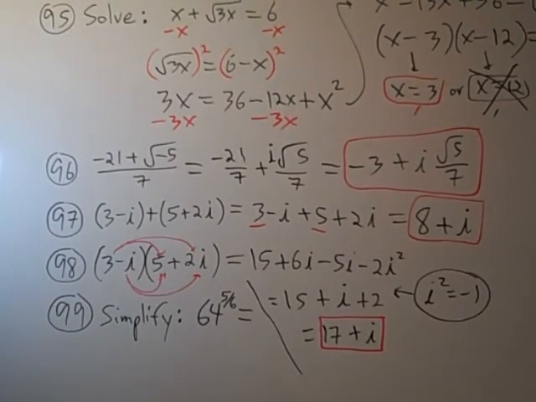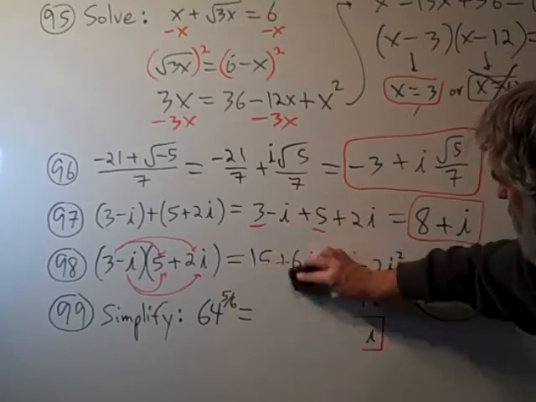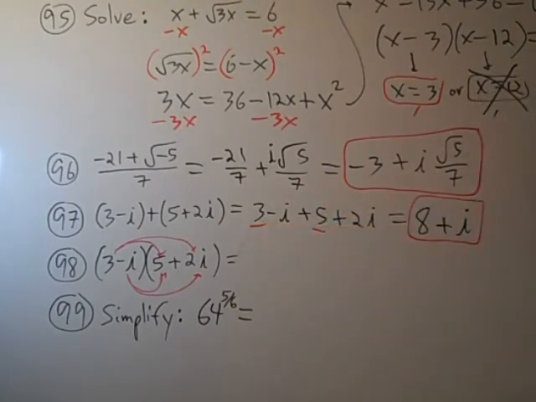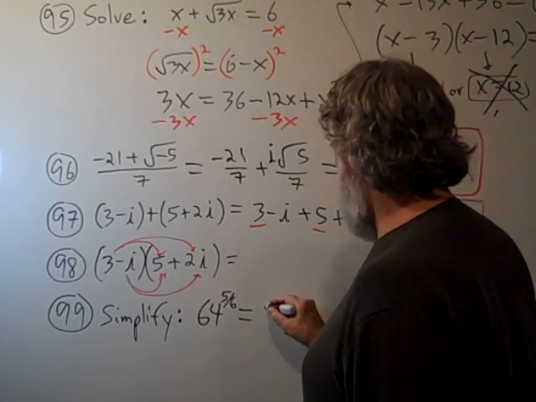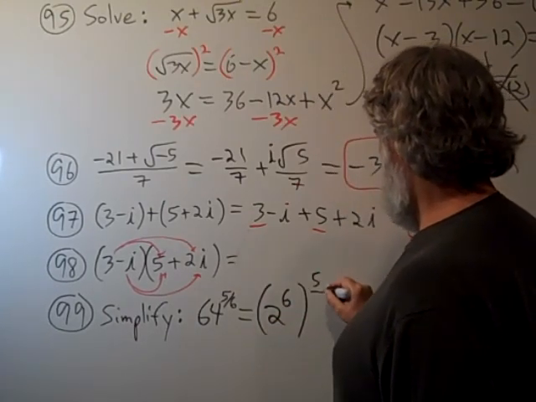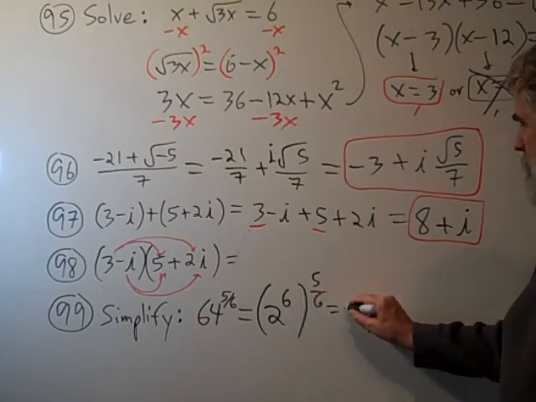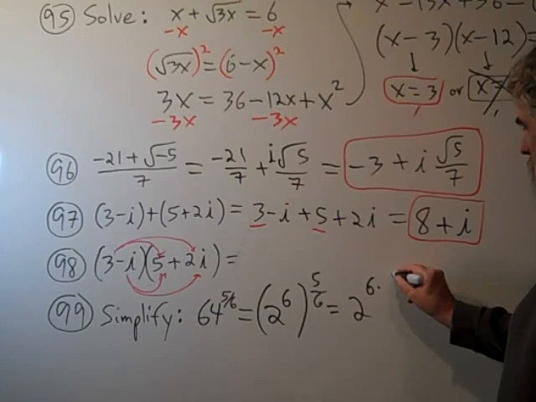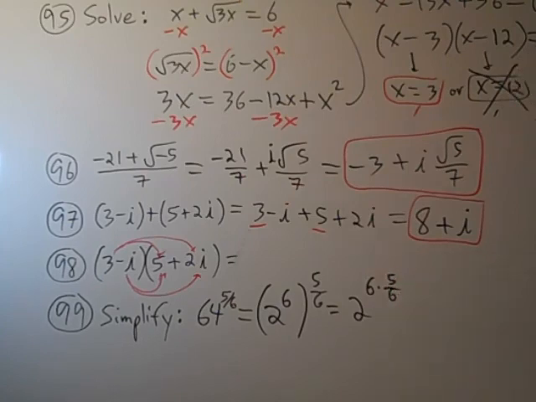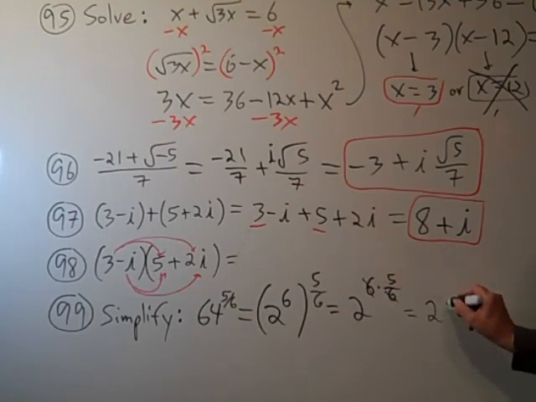Finally, for problem 99, we're to simplify this expression. So, first, write 64 as a power of 2. And then you multiply the two exponents. And the 6's cancel. You're left with 2 to the 5th, which is 32.